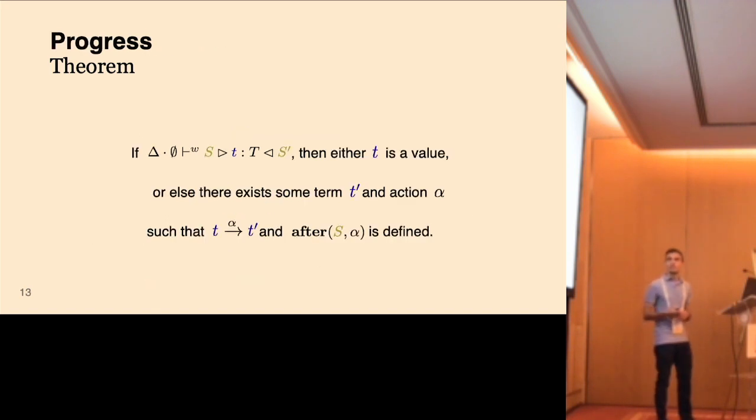Another property, the last property, is the form of progress, which says that if you have some term T which is well-typed, then either the term is a value, or else it is able to transition to some T prime using a valid action.